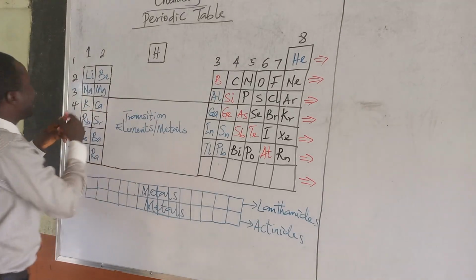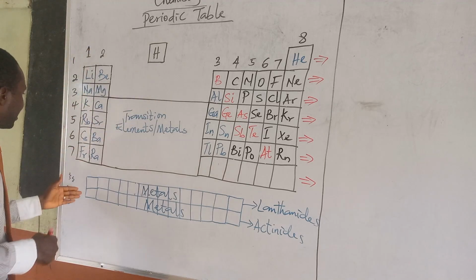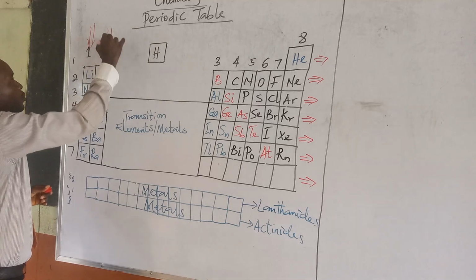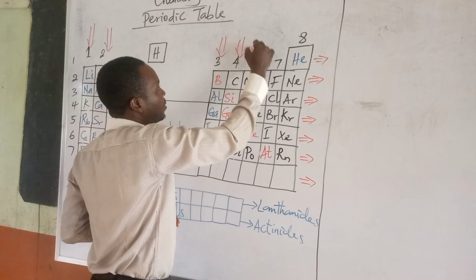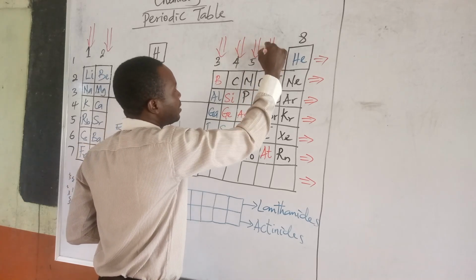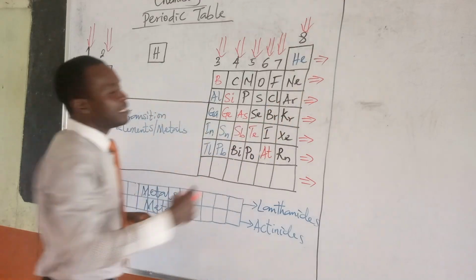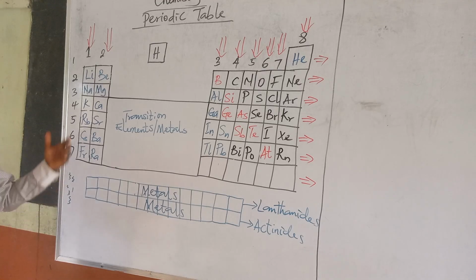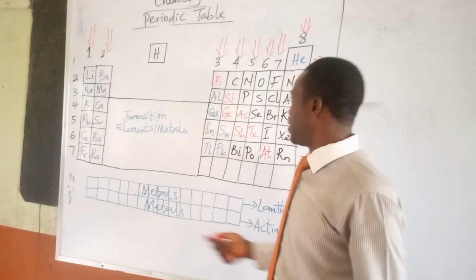Now we have 8 groups. As you can see, 1, that's the vertical, that's the group. See the arrow, this is group 2. Now this is 3, this is 4, this is 5, this is 6, this is 7, and this is 8. So the vertical columns are called groups, while the horizontal rows are called periods.